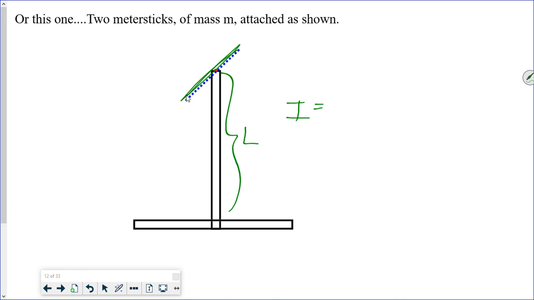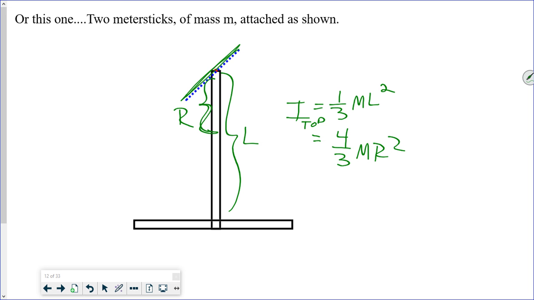So here's what I'm hesitating on. This is 1/3 mL squared, which is the same as 4/3 mr squared. It's kind of what we've decided, where r is half of the length. Okay, so that's I for the top piece. We already know that.